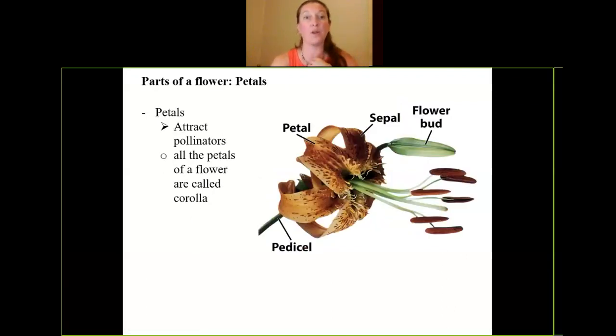Now we will cover the next whorl. So we're going from the inside of the whorls to the outside, right? We started with female, with the pistil, carpel, and then we did stamens, and now we do petals. Petals' main job is to attract pollinators. All the petals taken together we call a corolla. Not like a car, Corolla, but every petal together we call a corolla. But their job is to attract pollinators.